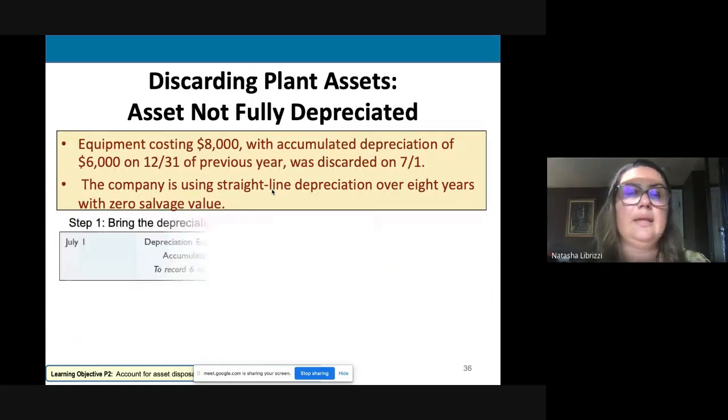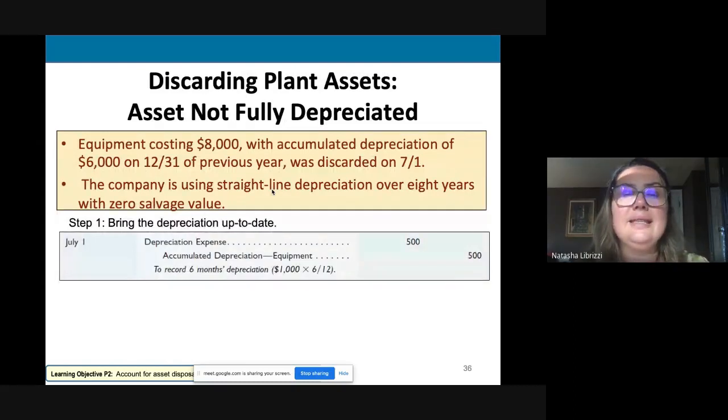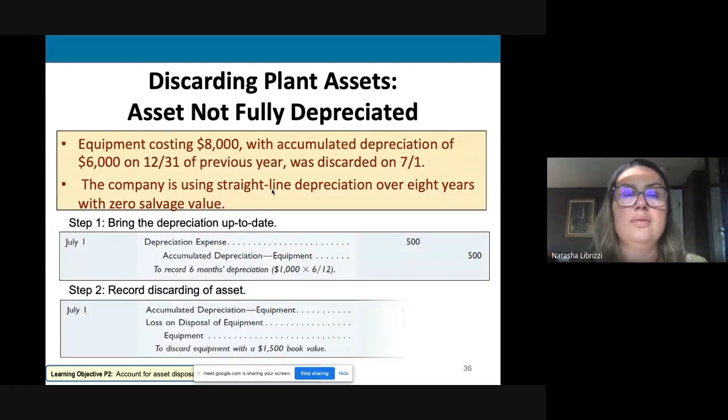Let's use a different example. Let's say we have equipment costing 8,000 with a cumulative depreciation of 6,000 on 12/31 of previous year, was discarded on 7/1. The company is using straight line depreciation over 8 years. So first of all, we need to bring depreciation to the day of our sale. So we have a depreciation of 1,000 a year, right? We have 1,000 a year.